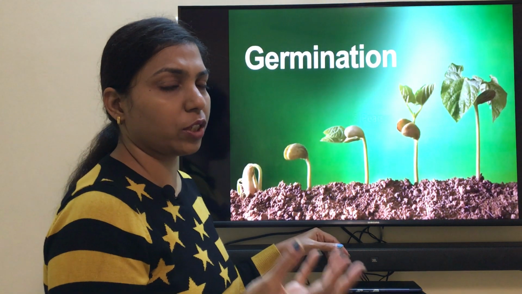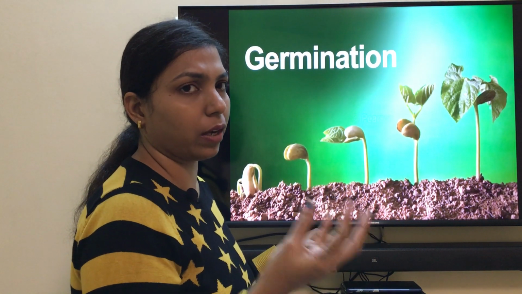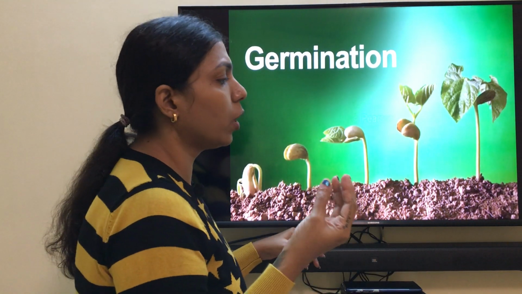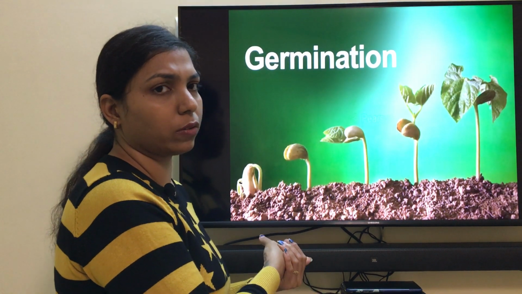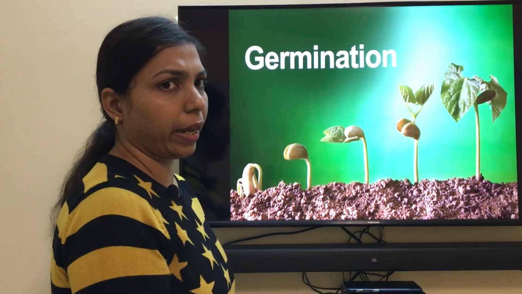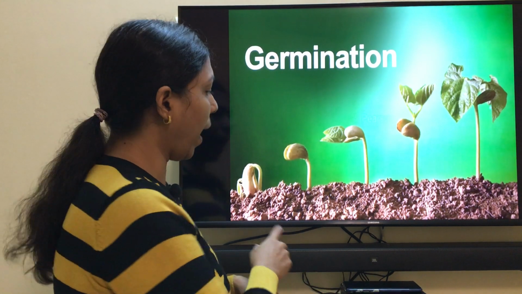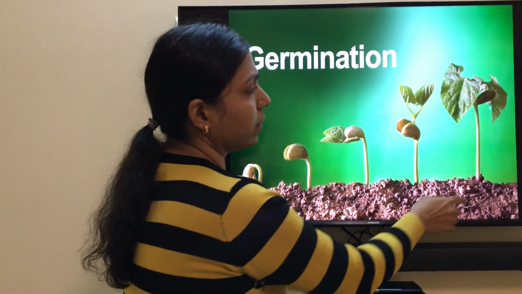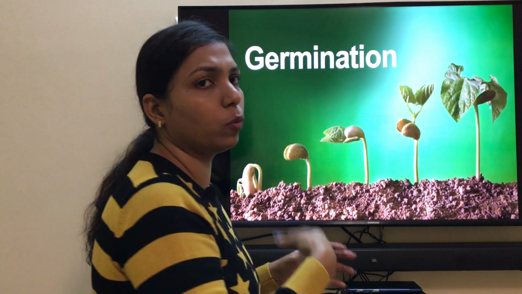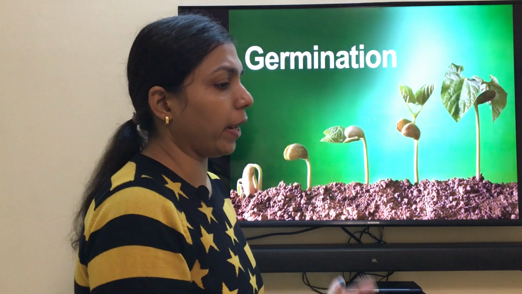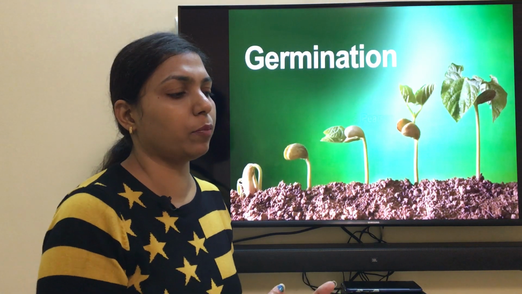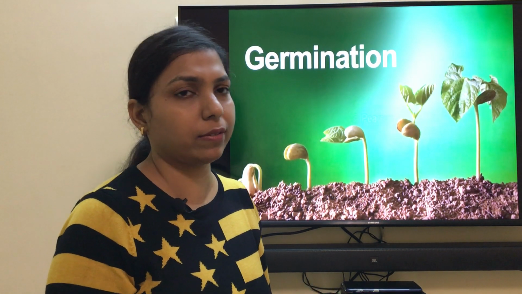The seed which is now grown inside the flower, the seed which is now generated, we can take that seed and put it into the ground, into the soil, and after a few days that seed will grow, and slowly growth will take place, and finally you will get a new plant which is formed. Okay, so how exactly does the process of sexual reproduction in plants take place?